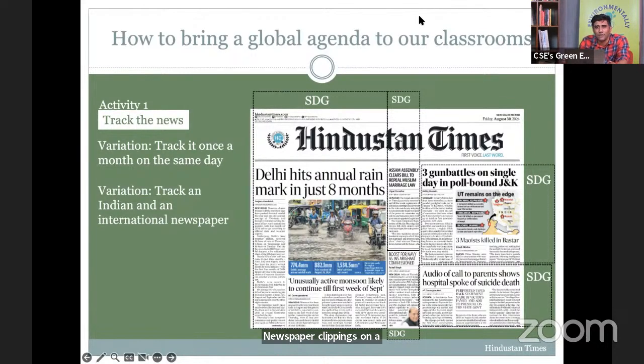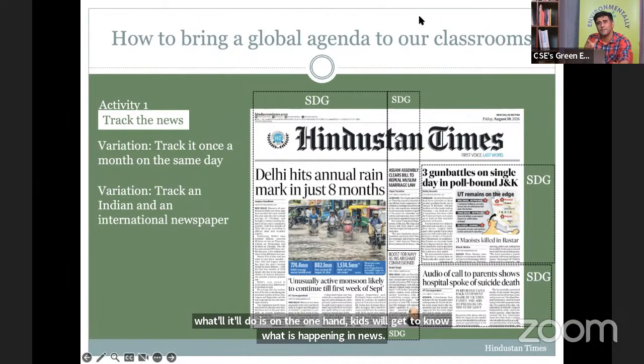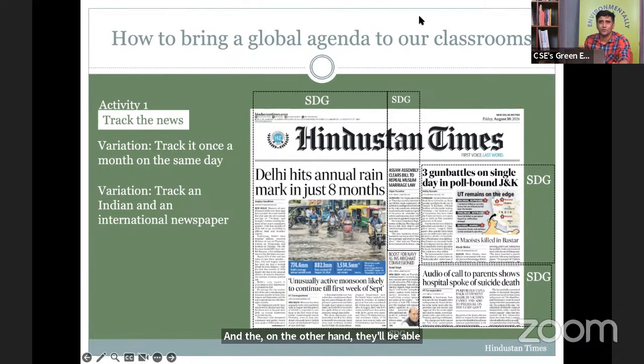So what it'll do is, on the one hand, kids will get to know what is happening in news, and on the other hand, they'll be able to relate it to the SDGs that are associated with it, and you can have a healthy discussion around it.